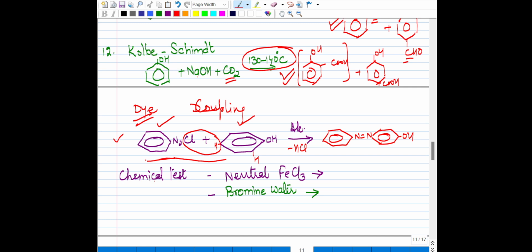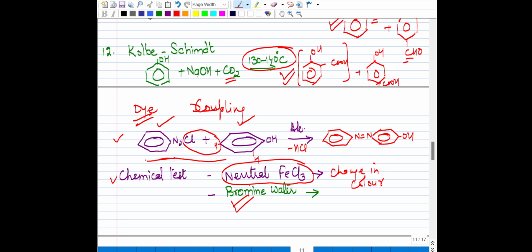Another important chemical test to identify phenol is neutral ferric chloride. So when phenol is treated with neutral ferric chloride, or shaken well with neutral ferric chloride, there is always a change in color. Okay, then already we have done with bromine water also. Phenol gives a white color precipitate.